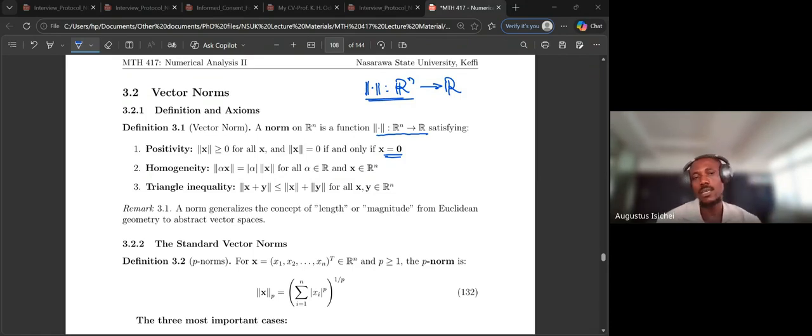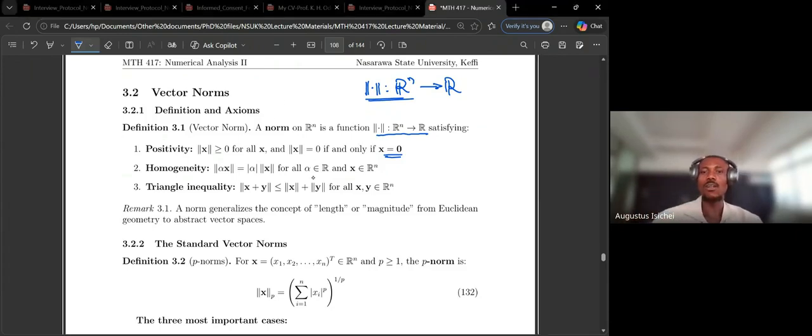Then the second question you want to answer is, does that function satisfy homogeneity? That is the homogeneity part of the property to be tested. What do you mean by homogeneity? It means that when you take the norm of a scalar alpha and a vector, that is, the product of the scalar and vector, the norm of that product has to be equal to the product of the absolute value of that scalar and the norm of the vector, for all alpha in R and x in Rn. This is homogeneity.